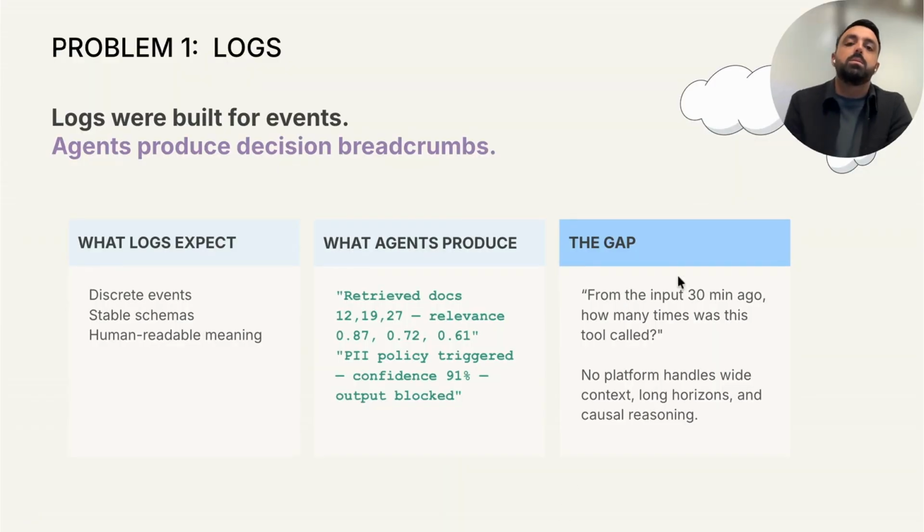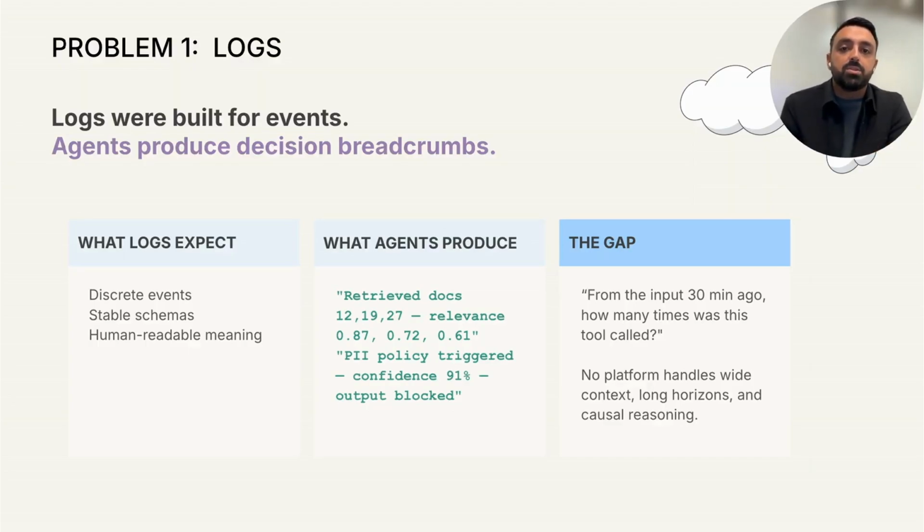The first problem is logs. Logs were built for events. Agents produce decision breadcrumbs. Traditional logging assumes discrete events, stable schemas, and human-readable meaning. Request started, request completed, database failed, cache missed. Those are events. But agents don't behave like that. An agent retrieves documents, scores relevance, applies policies, retries tool calls, rewrites outputs, reevaluates context. What gets produced is not an event stream. It's a reasoning trail. And that creates a completely different problem.